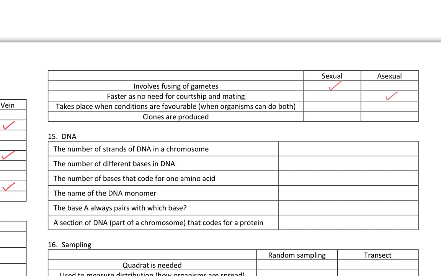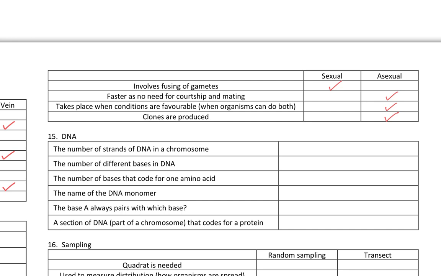Takes place when conditions are favourable, when organisms can do both. So we're assuming an organism has got a choice of sexual and asexual. But when conditions are favourable, it may as well do asexual because it's faster and you know that your offspring are going to be the same as you. Clones are produced. So if you're well adapted to the environment, then so are your offspring. The only good thing about sexual is that it gets variation into the offspring and therefore you're more likely to survive in a changing environment, again, due to natural selection.